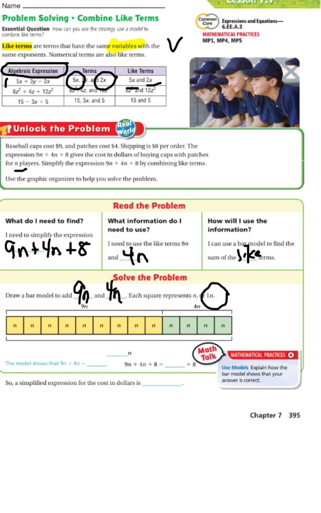Let's erase that one and rewrite it. 13n. That would be counting all 9 of these in the first term and 4 of these in the second term. All of those end in the same variable, which is n, so they can be combined to be 13n. So the model shows that 9n plus 4n equals 13n. 9n plus 4n plus 8 would be 13n plus 8, the complete expression. So a simplified expression for the cost in dollars is 13n plus 8.